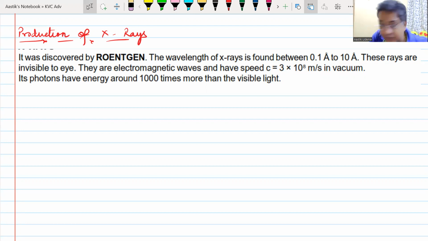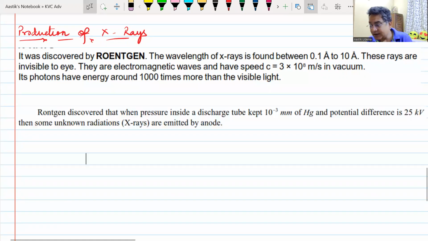We see what Roentgen discovered. Let me try to make you understand. What did Roentgen discover? He had something known as a discharge tube. I'll show you that discharge tube. He had a discharge tube, and he kept the discharge tube almost evacuated.